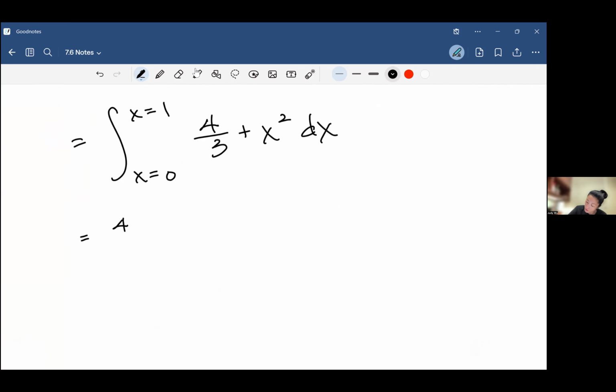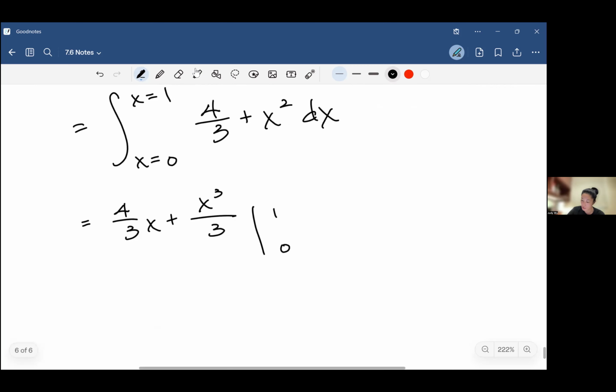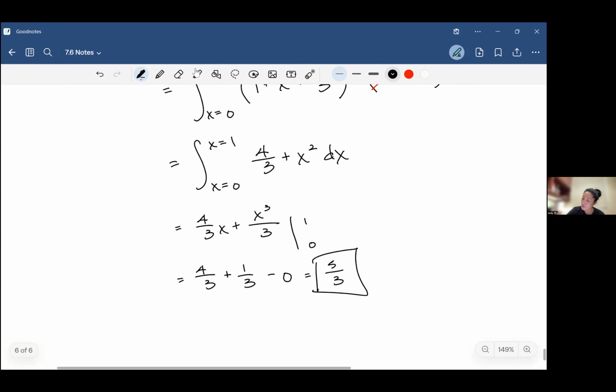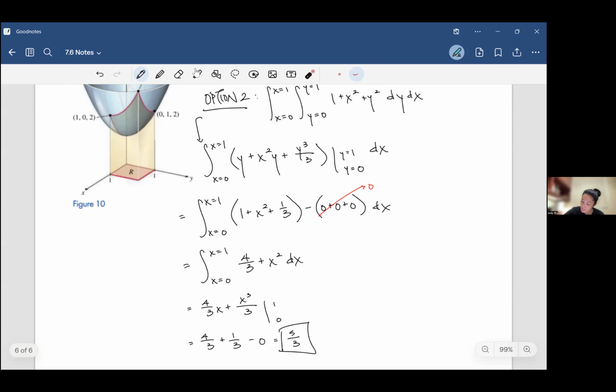So I get 4/3 x plus x cubed over 3. I'm going to plug in 1, and I'm going to plug in 0. And I get 4/3 plus 1/3 minus, it's going to become 0, so that's okay. And 4/3 plus 1/3 is 5/3. And so what this 5/3 means is this volume underneath the bowl has 5/3 unit cubed amount of space.